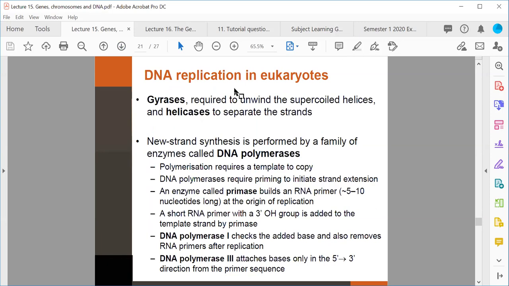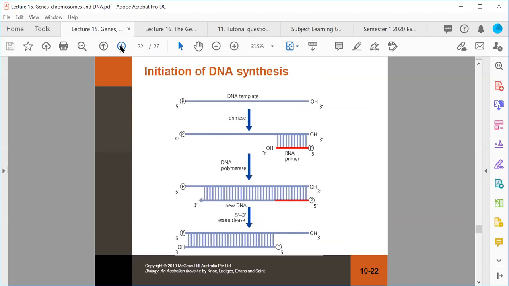All right, so DNA replication involves several very specific enzymes. Gyrases, these are enzymes that are required to unwind that supercoiled DNA double helix, and then an enzyme called a helicase is required to separate the two strands from each other. So the helicase enzyme can break those hydrogen bonds that hold the two strands together. All right, so let's have a look at that on the next slide.